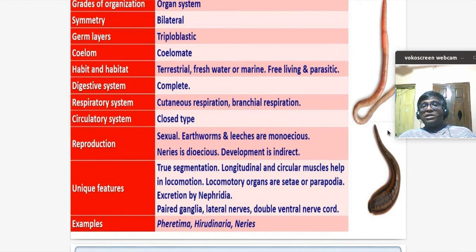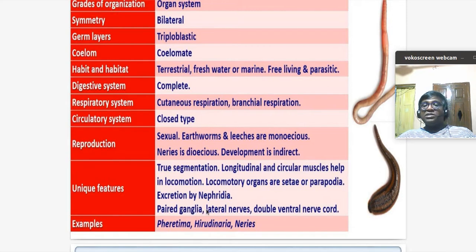So their locomotory organs are setae or parapodia. In leeches you can notice parapodia. In earthworm you can notice setae. The excretion is by nephridia. So protonephridia or flame cells, you found it in the previous phyla. Here you find that they have nephridia. Excretion, removal of nitrogenous waste, is by nephridia.